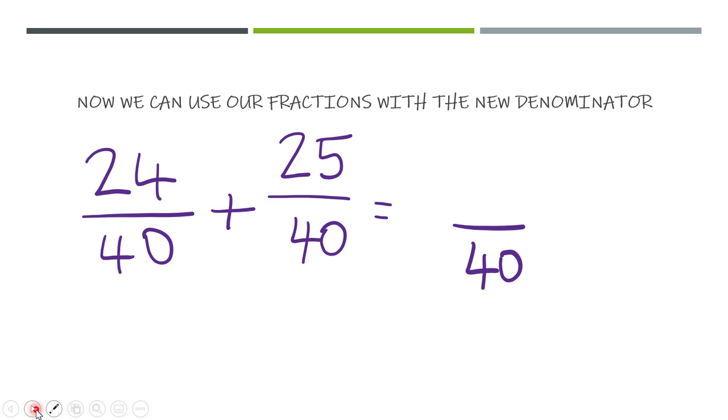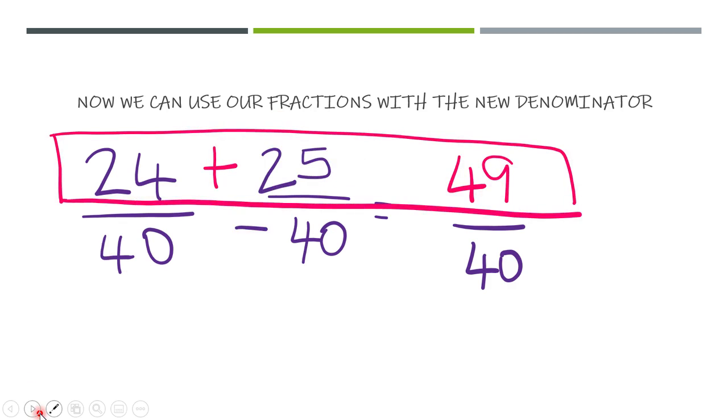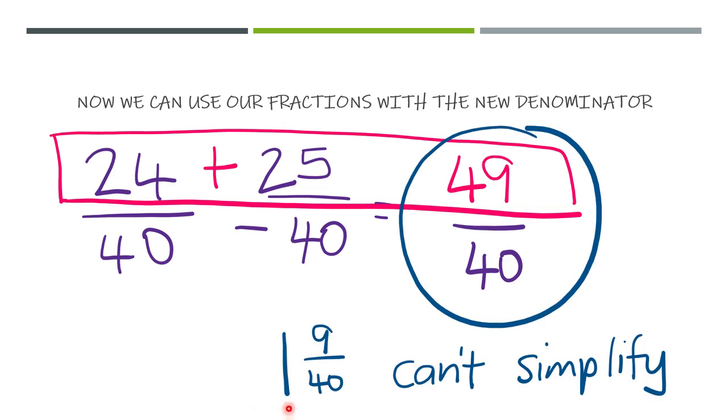Now, I've got my denominator, and once I've made it the same, I don't have to change it again. My answer is still going to be the same denominator, but my numerators I have to add together. This is where the adding up takes place. So if I add 24 and 25 together, I get 49 out of 40. So in other words, I've got a whole pizza full of 40 slices, and I'm going to have some slices left over, aren't I? I'm going to have 9 slices left over. I can't simplify this bit here, so I'm going to leave it as 1 and 9/40.